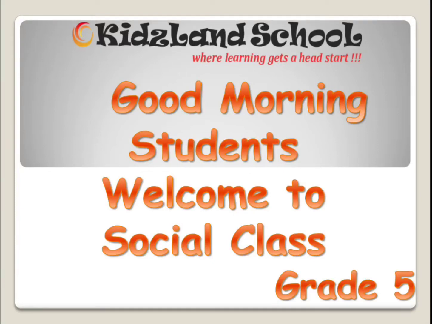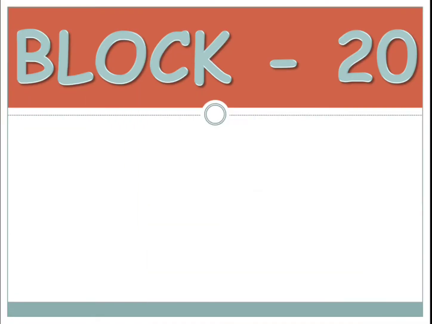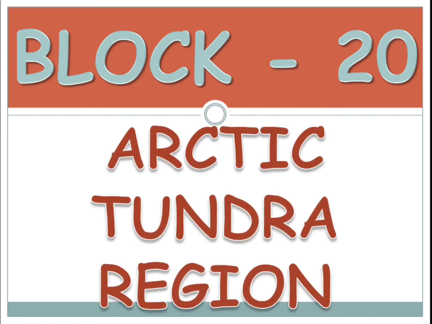So, in social, we have completed 19 blocks, isn't it, children? In that, we have learned about the temperate grasslands. Yes, that was the third climatic region on our earth, isn't it, children? So, the 20th block is about the fourth climatic region, that is the Arctic tundra region. Okay, actually, it is the tundra region.